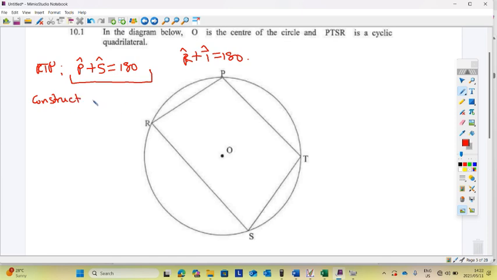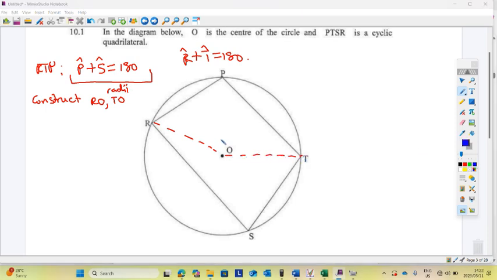Construct or join RO and also join TO. This is ready. So here we are. This is RO, and then we have TO.